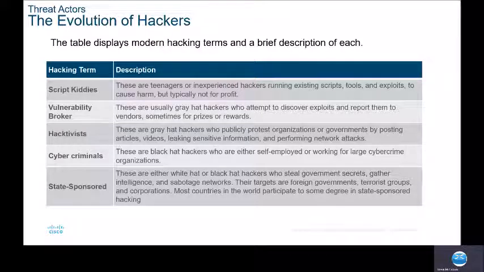Hacktivists, these are grey hat hackers who publicly protest organisations or governments by posting articles, videos, leaking sensitive information and performing network attacks. Cyber criminals, they are black hat hackers who are either self-employed or working for large cybercrime organisations. And then there are state-sponsored hackers. And so, of course, that depends on what side of the fence you sit on, whether they're white or black. And so they steal government secrets, gather intelligence and sabotage networks. Their targets are foreign governments, terrorist groups and corporations. Most countries in the world participate to some degree in state-sponsored hacking.